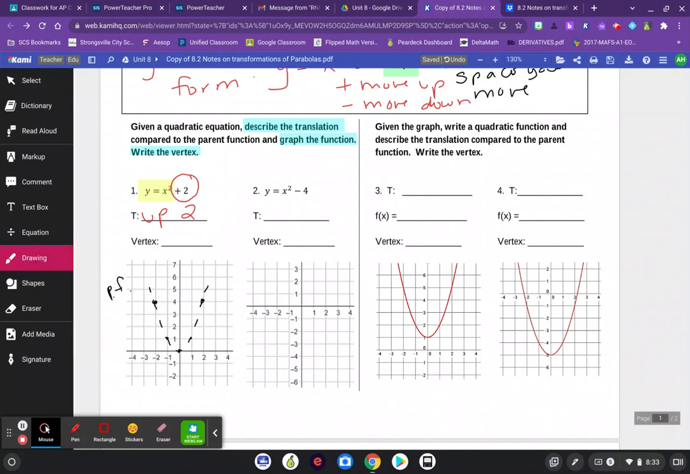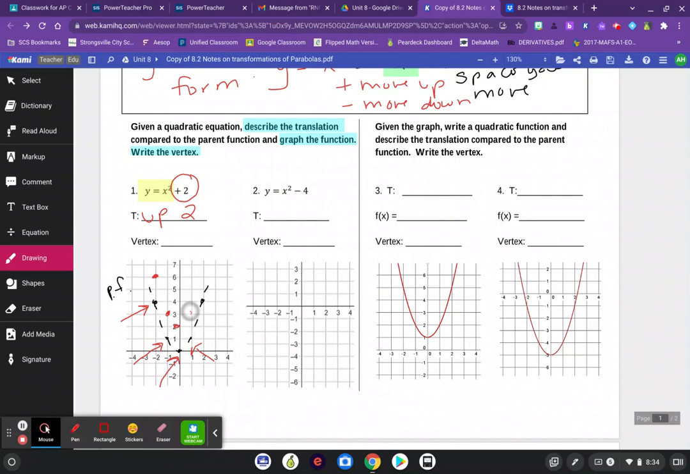And then what I like to do is I like to look at each point on that parent function, and I like to count up to get to a new point. So if I start at this first point right here, I would count up 2, and that would be the new point on my parabola. If I look at this point right here, I count up 2. That's the new point on my parabola. If I check out the vertex and count up 2, right? I hope you get the idea.